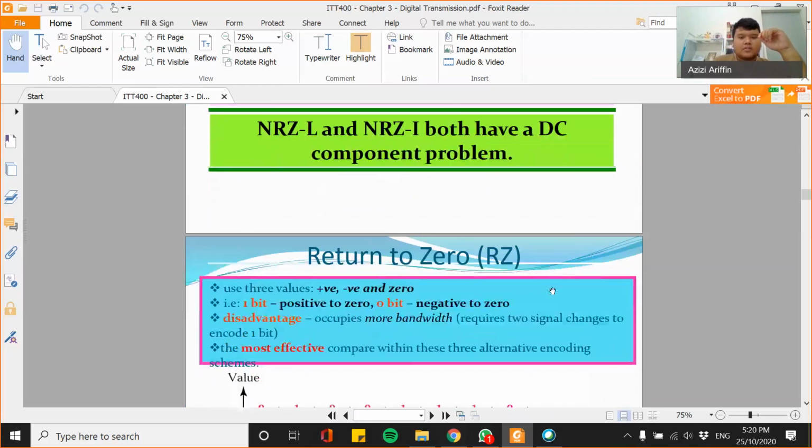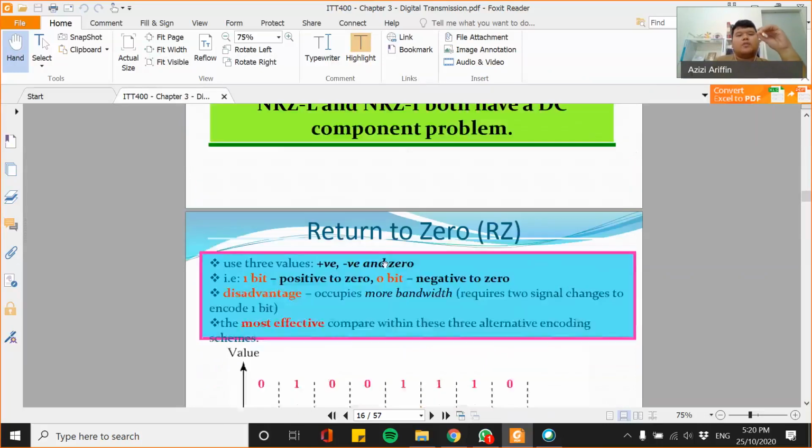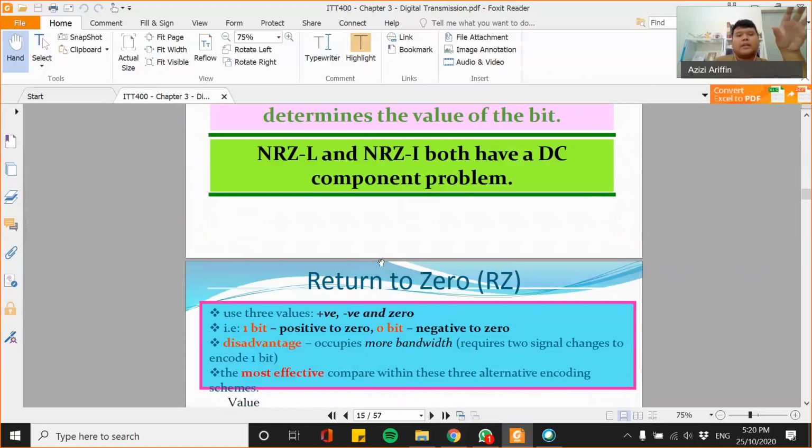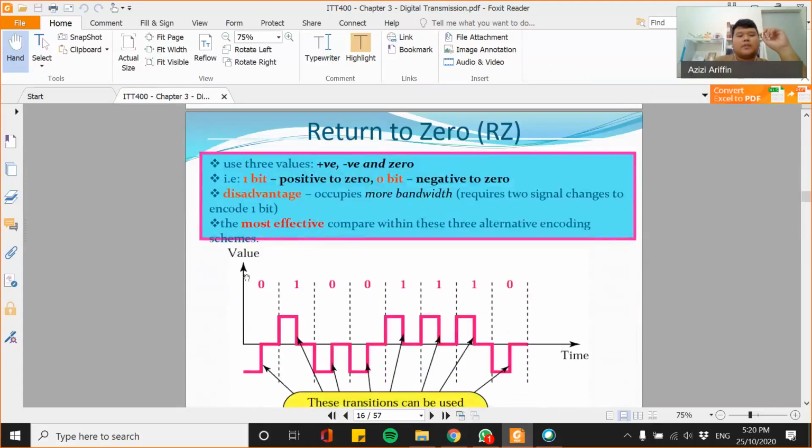Okay. So now we see what we call return to zero encoding. For bipolar, it has positive and negative. For return to zero, it basically has three values: positive, negative, and zero. So if we want to represent ones, it will return from a positive value to zero. If we want to represent zeros, it will go from negative to zero.